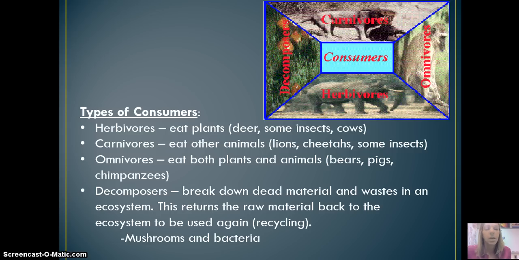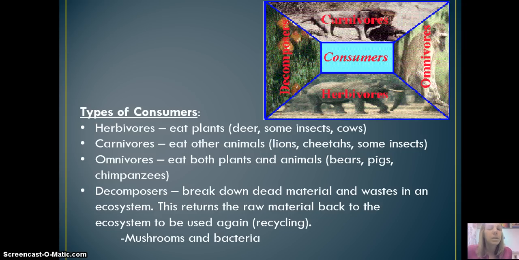Carnivores eat other animals, so basically they're known to eat meat. That would be examples of those animals: lions, cheetahs, and some insects. Omnivores eat both plants and animals, so they're eating the producers and consumers. And examples of those would be bears, pigs, and chimpanzees.